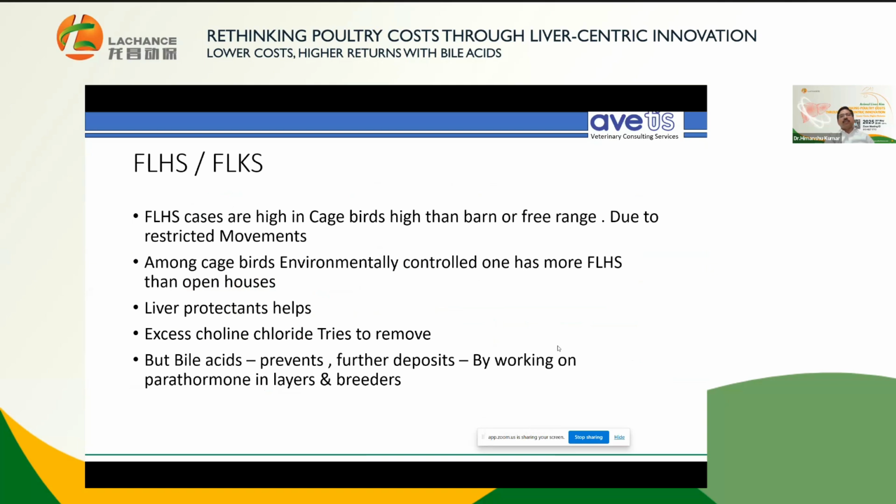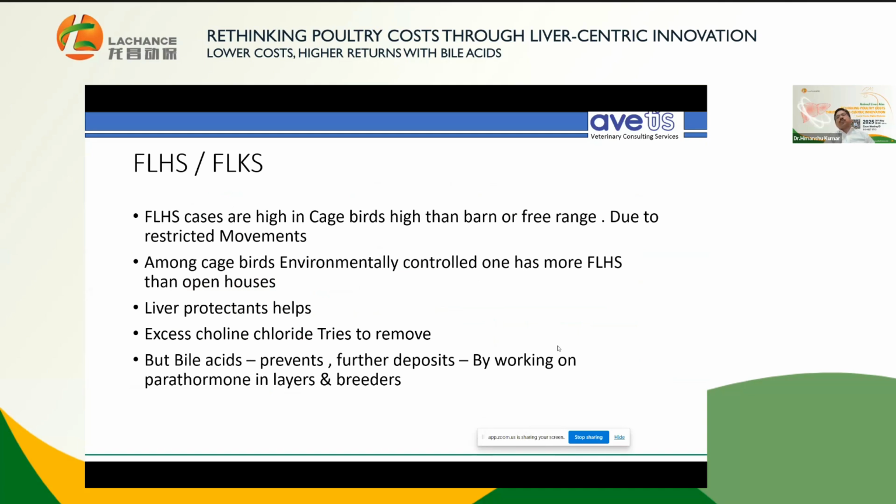This is fatty liver kidney syndrome or hemolytic syndrome. It is particularly high in cage birds due to restricted movement. Among cage birds, environmentally controlled ones are more susceptible to this disease. Liver protectants help. Excess choline tries to remove the fat, but people use even 3 to 4 kg of choline chloride.